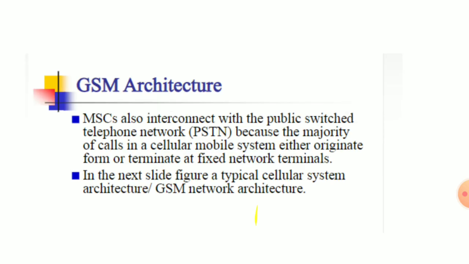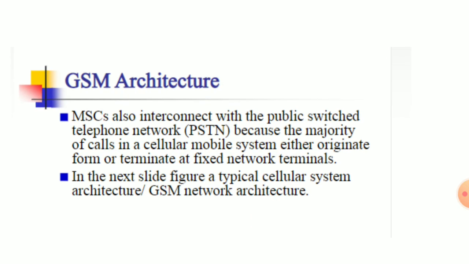The mobile switching center also interconnects with the public switched telephone network, with which it is already compatible. Why is it interconnected with the mobile switching center? Because the majority of calls in a cellular mobile system either originate from or terminate at fixed network terminals. Switching means moving from one network to another network.